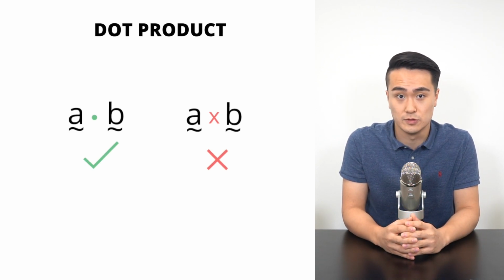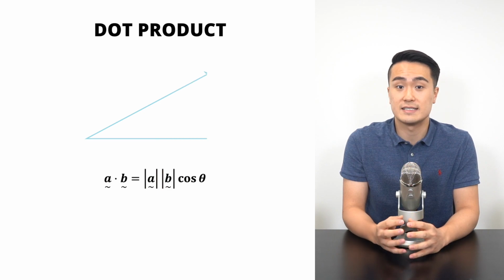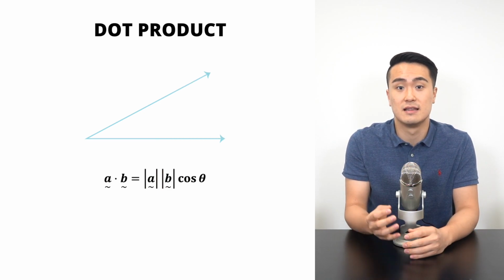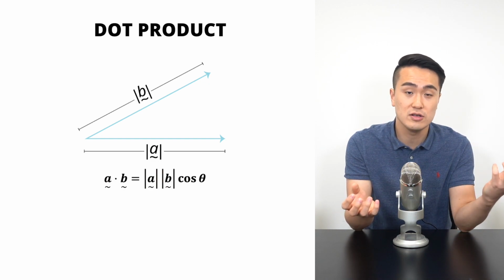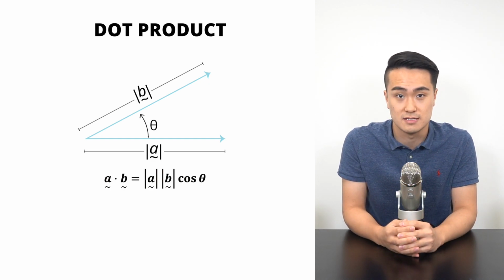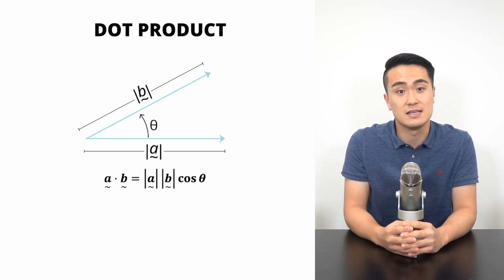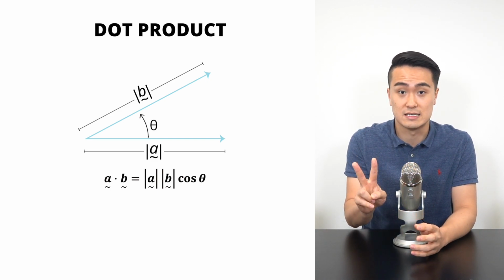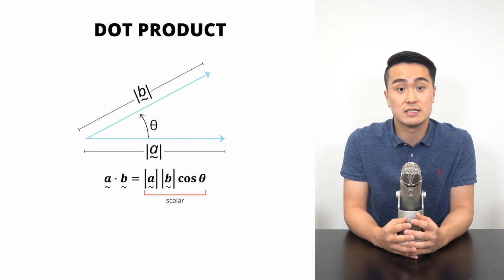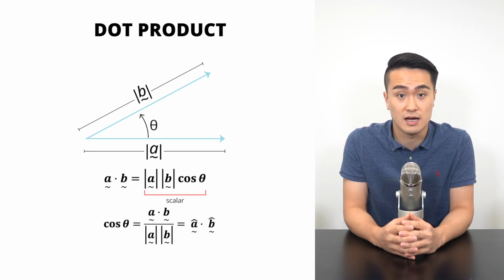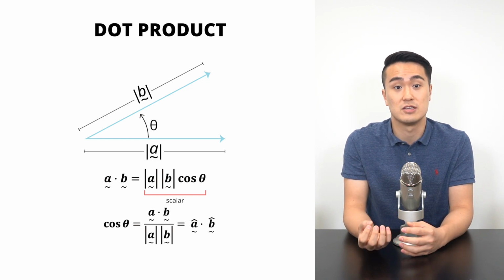The dot product of vector A and vector B is the length of A times the length of B times the cosine of the angle between the two vectors. And the interesting thing is that the dot product of two vectors is equal to a scalar quantity. In rearranging, we can derive something called the direction cosine by calculating the dot product of the unit vectors of A and B.